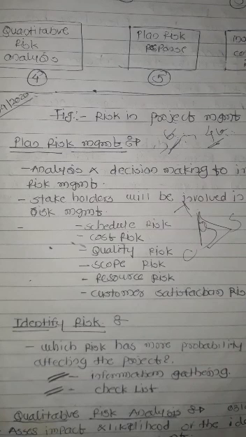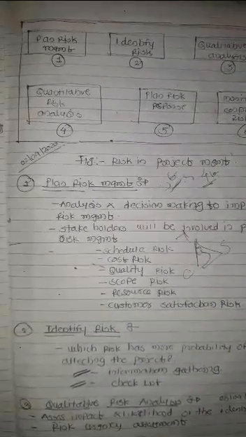So the first one is plan risk management. This is nothing but analysis and decision making to implement risk management. These steps are performed by higher level authorities, the project leader or project manager. Stakeholders will be involved in planning risk management. Different risks are considered for this: schedule risk, cost risk, quality risk, scope risk, and resource and customer satisfaction risk. With the help of this process, we plan the risk management.